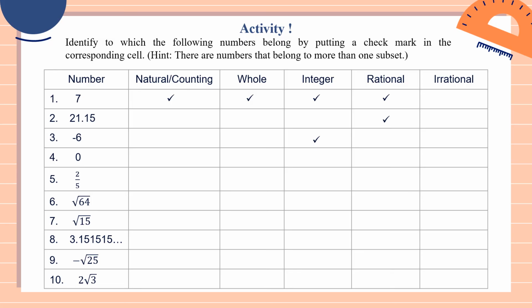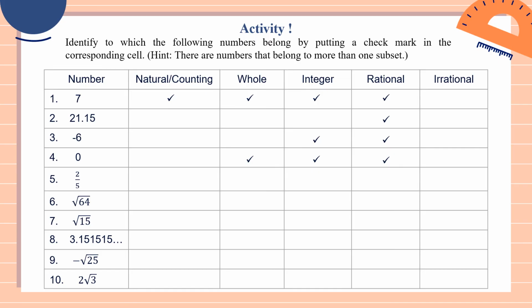Is it a rational number? Yep, it's a rational number. All integers are considered to be rational numbers. Alright, so number 4, 0. Is it a counting number? Nope. So once again, for counting numbers, you start at 1. So our answer is no for counting number. How about whole number? Is 0 a whole number? Yep, 0 is a whole number. Is it an integer? Yup, 0 is an integer, and it's a rational number.